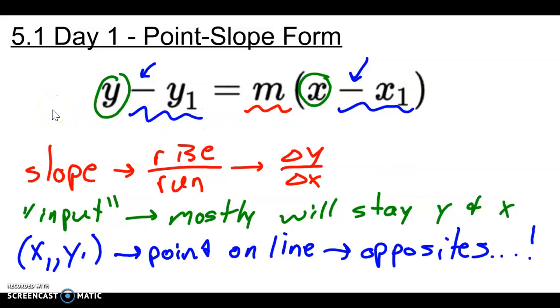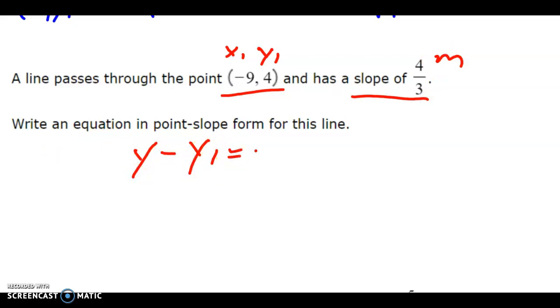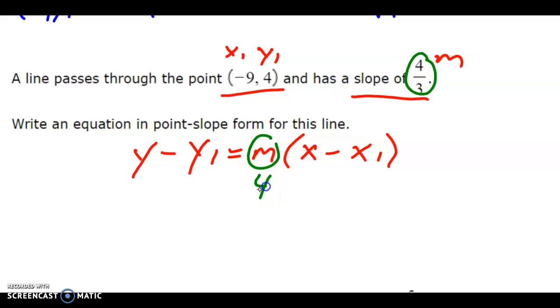So let's look at an example where we need to create an equation with all the information given. You're going to be given a point on the line, that's that x1, y1, and then you're also given the slope, which is your m value. So if we have to write this in point-slope form, you've got your y minus y1 equals m times x minus x1. Okay, well, if we go ahead and plug these things in, your slope, first of all, should be automatic. So that's going to be 4 over 3.